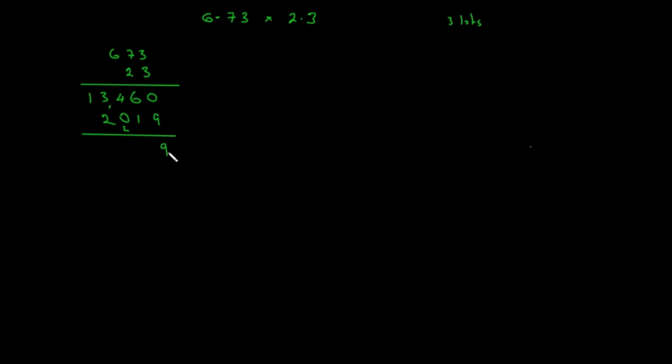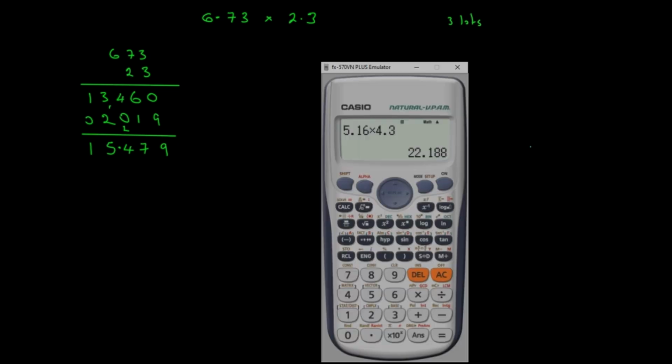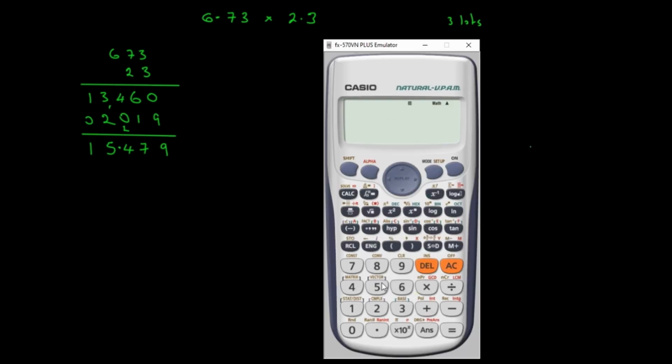0 and 9 is 9, 6 and 1 is 7, 0 and 4 is 4, 2 and 3 is 5. There's a 0 there, right? 0 and 1 is 1. Now we said we have 1, 2, 3, so we go 1, 2, 3. That's how you will be taught to do it. Let's check it. 6.73 times 2.3, and the answer is 15.479.